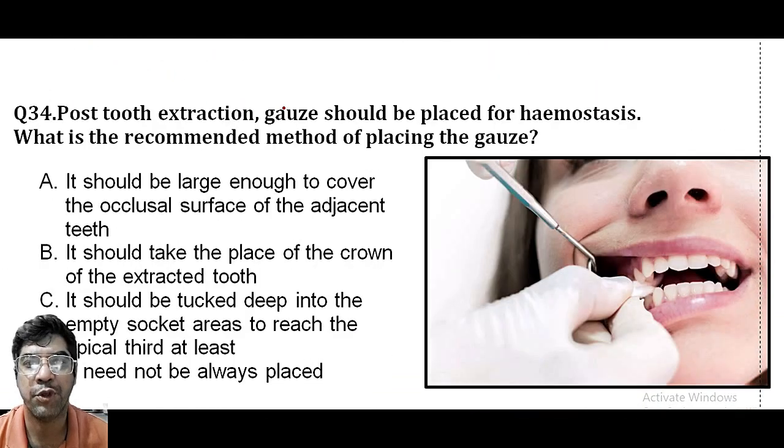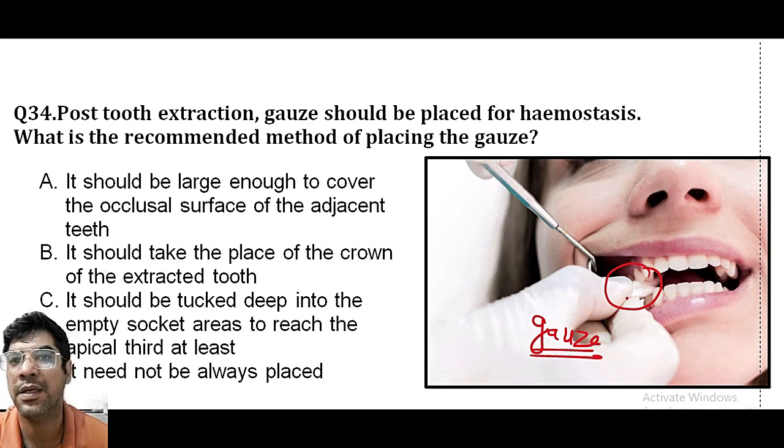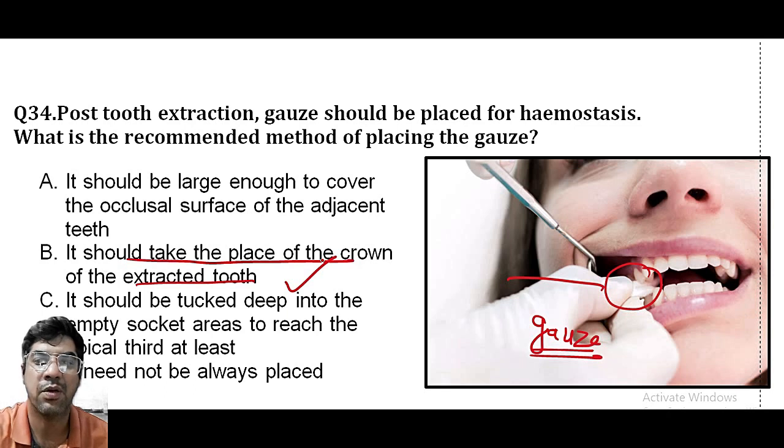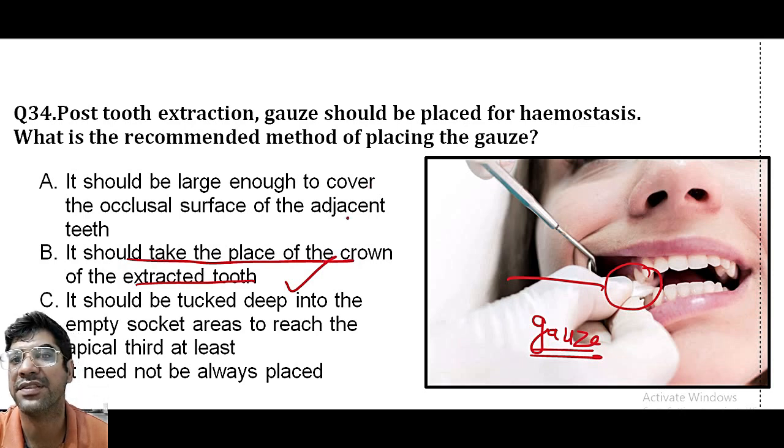Post-tooth extraction, gauze should be placed for hemostasis. What is the recommended method of placing the gauze? After tooth extraction, what you will do is place a gauze. So what is the proper way? The gauze should be positioned such that when the patient closes his mouth, it fits into the space previously occupied by the crown of the tooth. So biting the teeth together places pressure on the gauze, and the pressure is then transmitted to the socket. This pressure causes hemostasis.